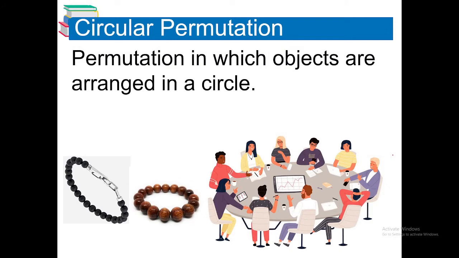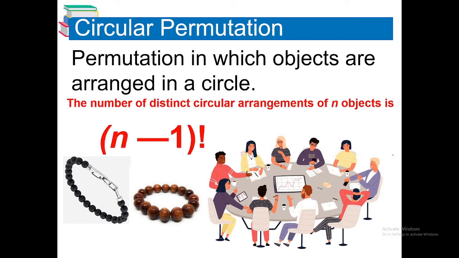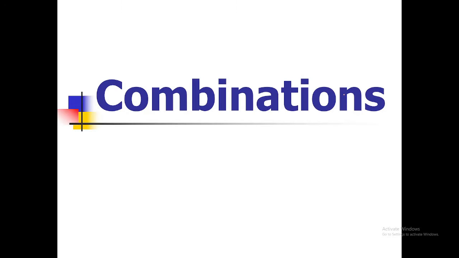Circular permutation, in which objects are arranged in a circle. This will be our formula. If we are going to have a bracelet, divide it by 2. We subtract 1 for the bracelet if there is no lock or no clasp. But if it has a clasp, that's n factorial over 2 right away. Okay? Now, let's begin with our lesson about combination.